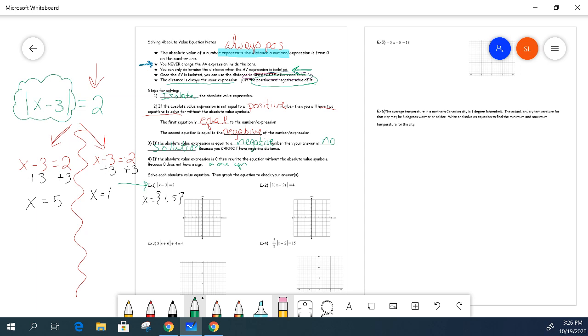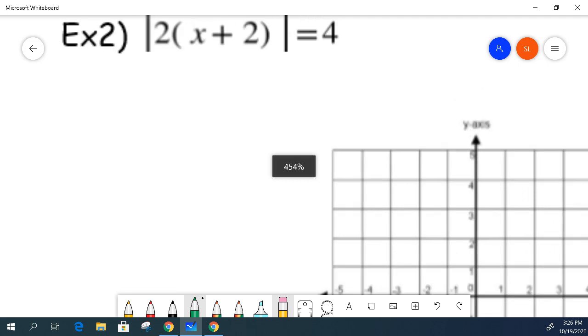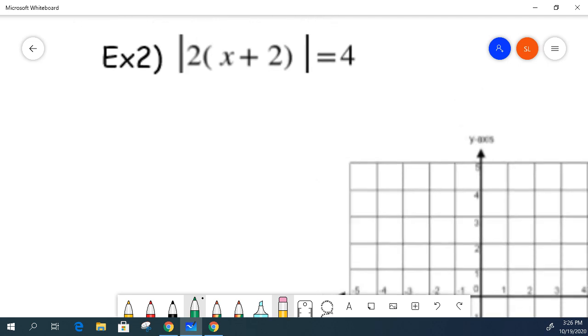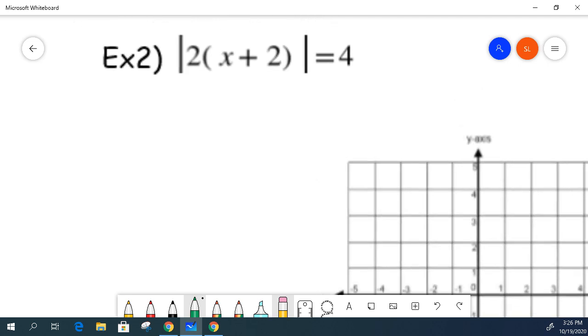All right, so let's look then at example number 2. Notice that example number 2, that's really blurry.